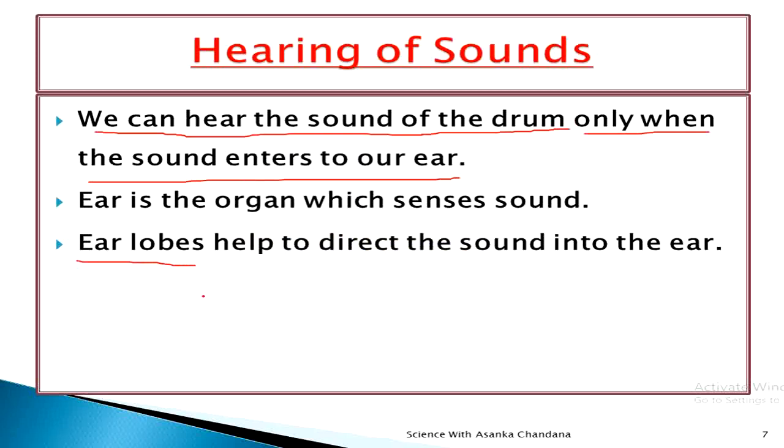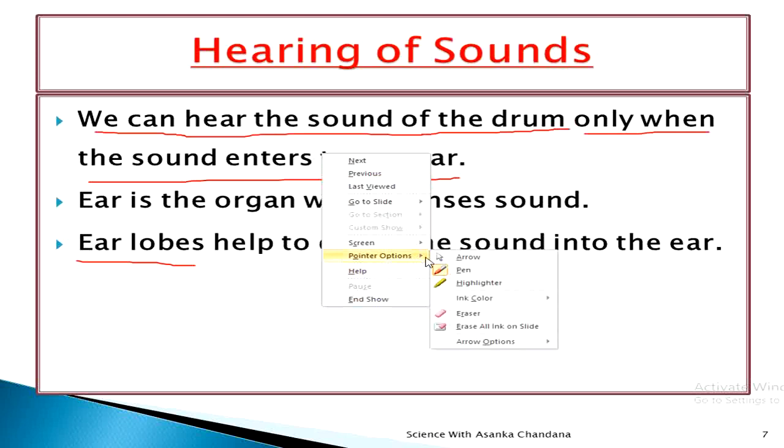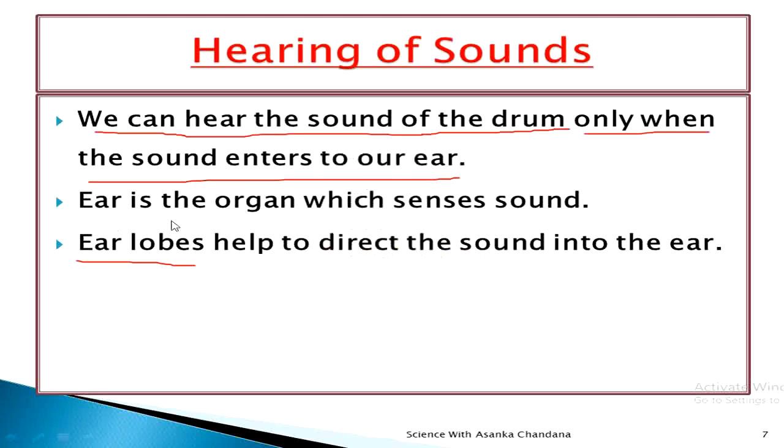Now we have learned three points under this topic. Firstly, we can hear the sound of the drum only when the sound enters our ear. After that, the ear is the organ which senses sound. Finally, ear lobes help to direct the sound into the ear.